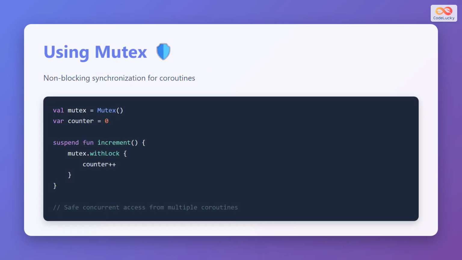Mutex provides non-blocking synchronization specifically designed for coroutines. To use Mutex, you create an instance and then call withLock to protect critical sections. The withLock function is a suspend function, which means if the Mutex is already locked by another coroutine, the current coroutine will suspend and wait without blocking the thread. Once the lock becomes available, the coroutine resumes and executes the protected code. This approach is more efficient than traditional synchronization because it doesn't waste thread resources while waiting.